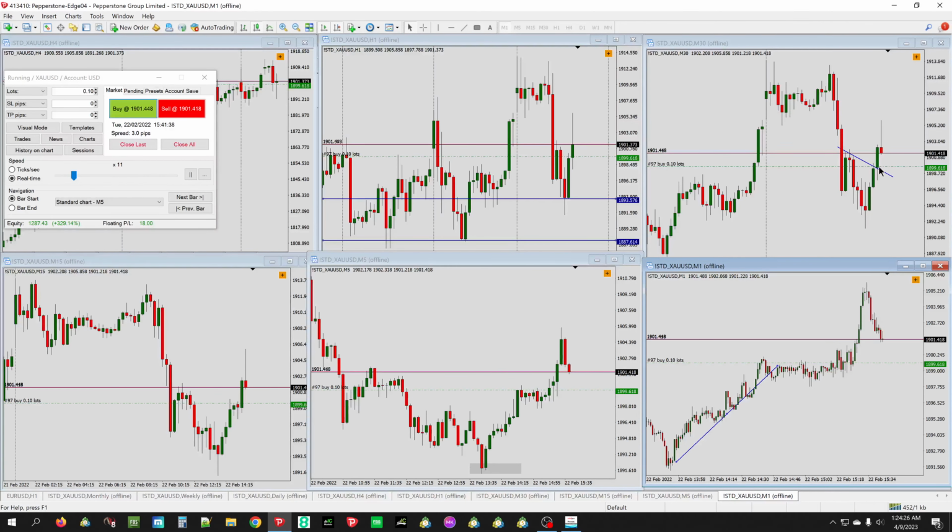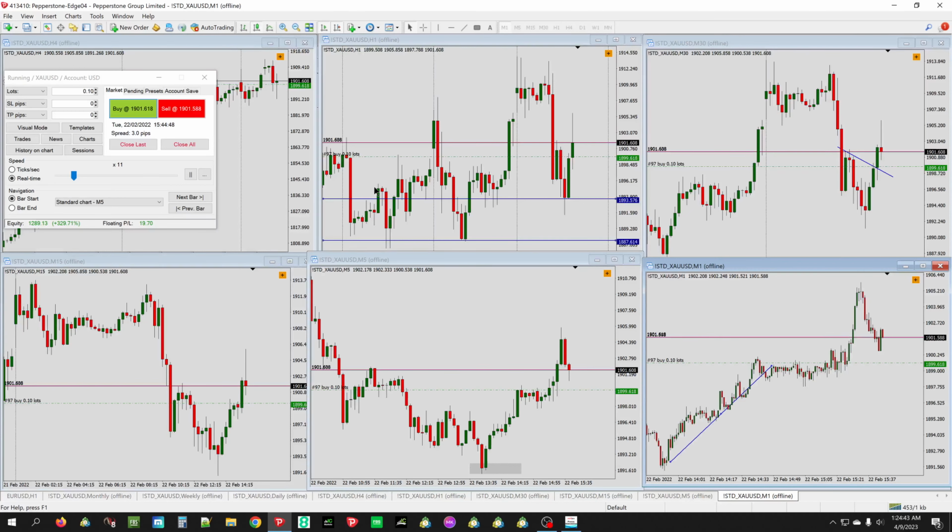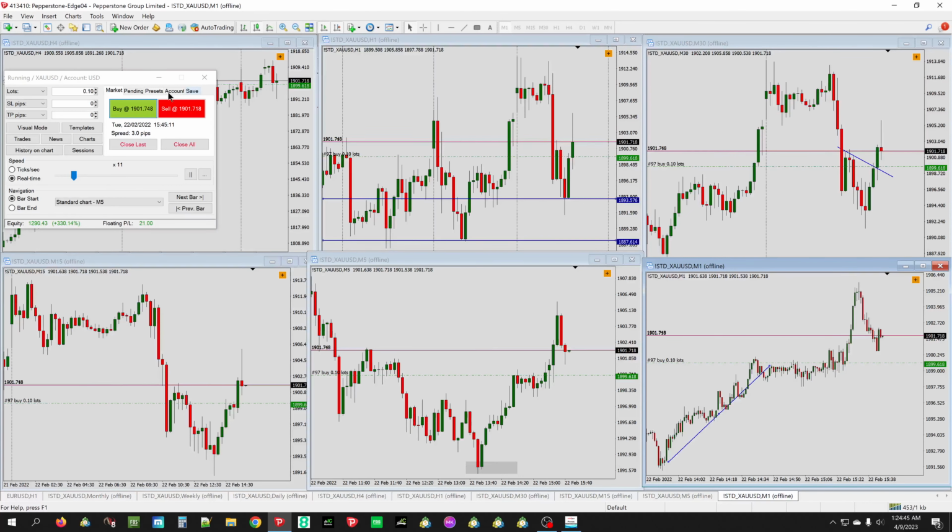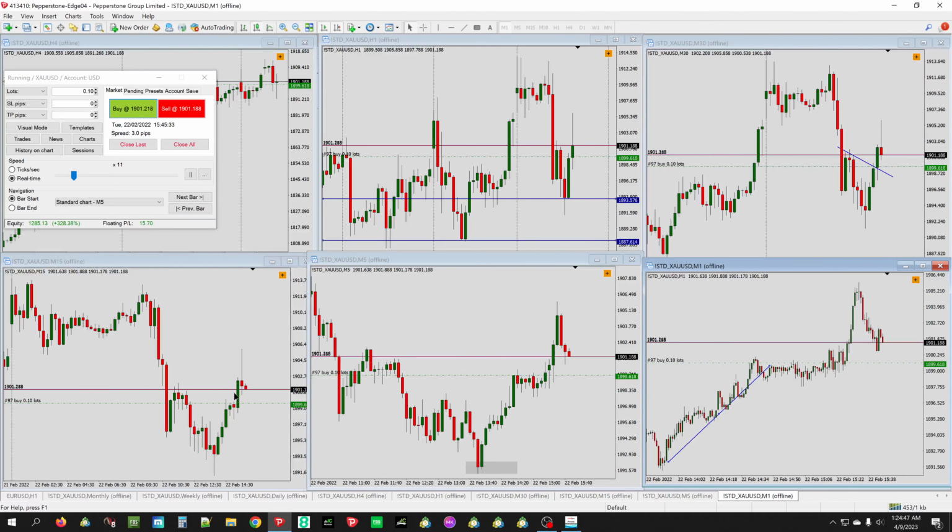Yeah, just waiting for the M15 candle to close. M15 candle has closed. If it comes below this area, I want to execute buys.